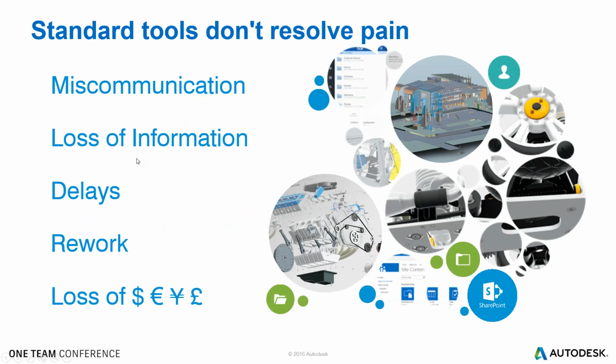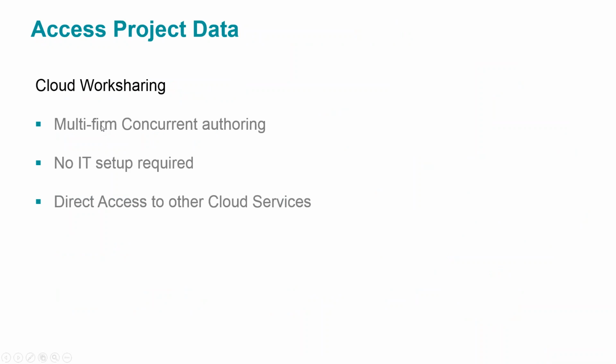So you see the actual pain points that we're all getting at the moment: miscommunication, loss of information. There are delays because somebody didn't receive an email because the attachment was too large. They didn't get access to the Dropbox, and so on and so forth. So this is where we can use the BIM 360 team to help us with that information.